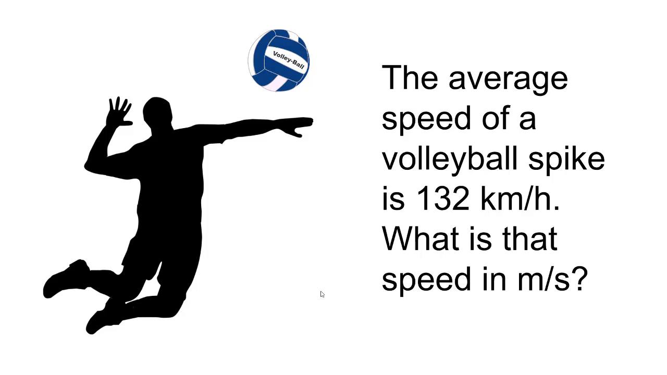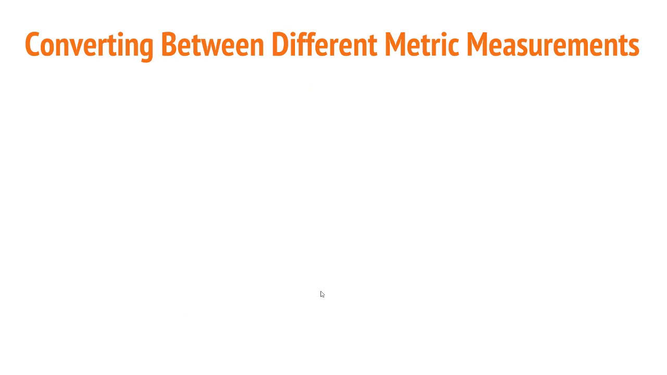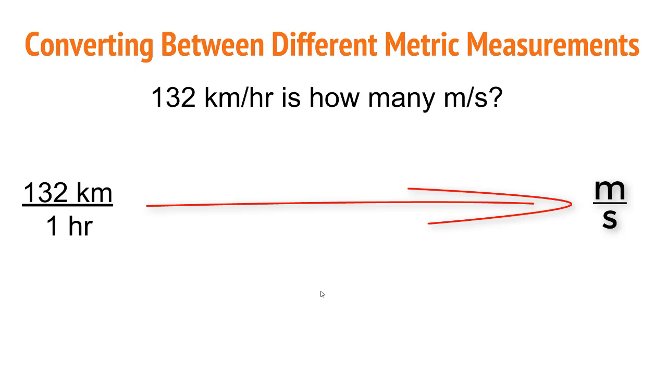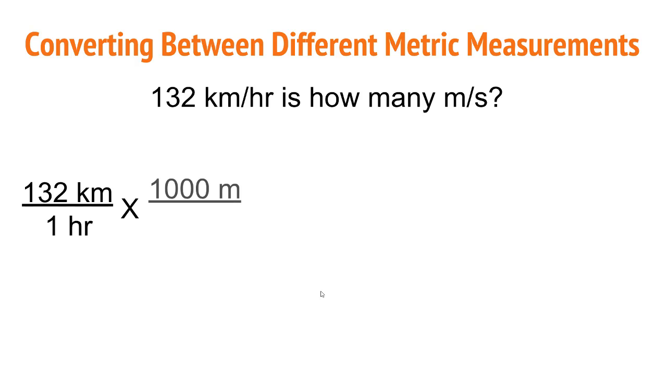Well, you'll notice that you've been given kilometers per hour. We've got to convert that to meters per second. 132 kilometers per hour is how many meters per second? So I have 132 kilometers for 1 hour, and I want to turn that into so many meters per second. I've got a double conversion here because I'm going from kilometers to meters and hours to seconds. First thing we're going to do is multiply by our distance. We know that 1,000 meters is 1 kilometer. Again, I put the kilometers on the bottom and meters on the top because I'm going to cross reduce those kilometers.